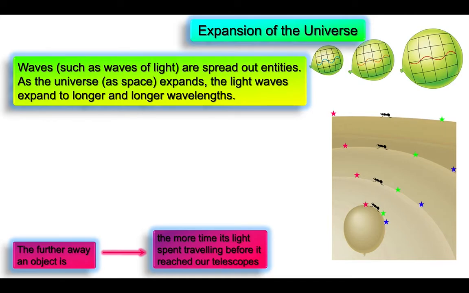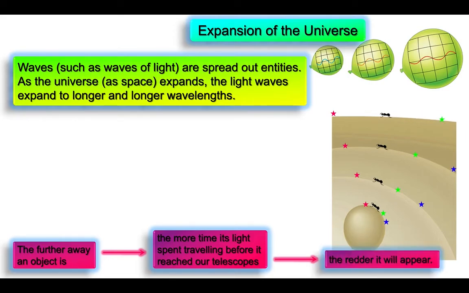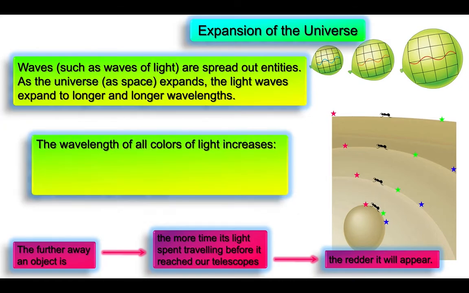And the further away an object is, the more time its light has been traveling towards us until it reached our telescope. Because it's far away, it takes longer for its light to get here. And as a result, the redder that object is going to appear. The reason for that is the wavelength of light increases similarly for all colors.